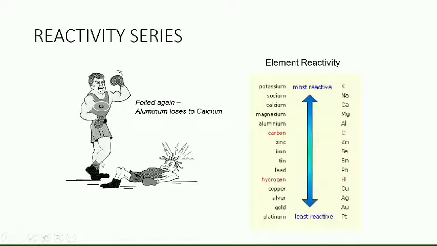So students, you should always note down this reactivity series, as it is very important in this class and also in your higher classes. As you can see in this cartoon illustration, calcium is fighting aluminium. In this reactivity series, you can note that calcium is above aluminium. On the upper side, the elements are more reactive, and as we go down, the reactivity decreases. So calcium is more reactive than aluminium, so aluminium loses to calcium.